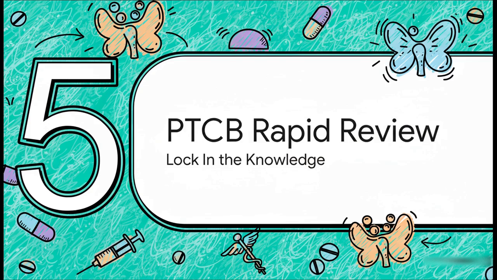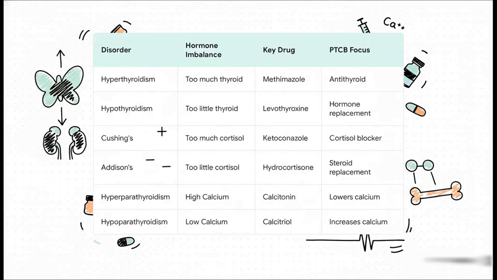Whew, okay, we have covered a ton of information, but now it's time to bring it all together. Let's do a quick, rapid review to really lock this knowledge in so you're feeling confident for exam day. Seriously, screenshot this slide. This table is your ultimate cheat sheet. Let's just run through it real quick. Hyperthyroidism, too much hormone? We hit it with an antithyroid like methimazole. Hypothyroidism, too little? We replace it with levothyroxine. Cushing's, too much cortisol? We block it with something like ketoconazole. Addison's, too little cortisol? We replace it with hydrocortisone. High calcium, we lower it with calcitonin. It connects every single dot for you.